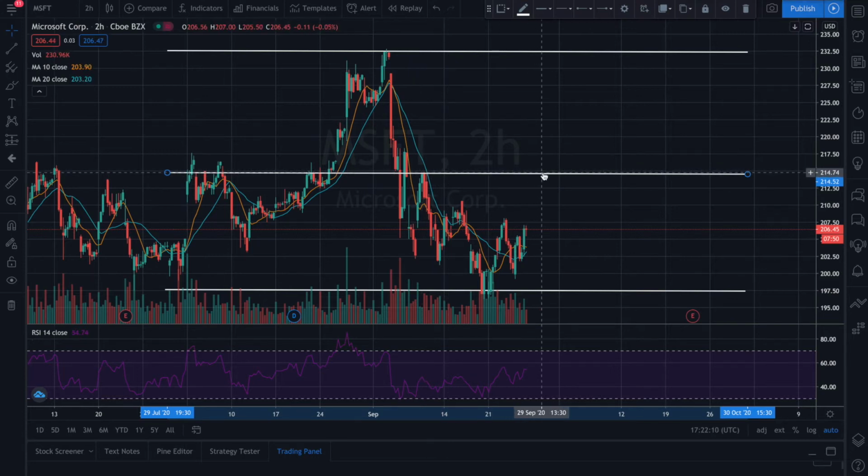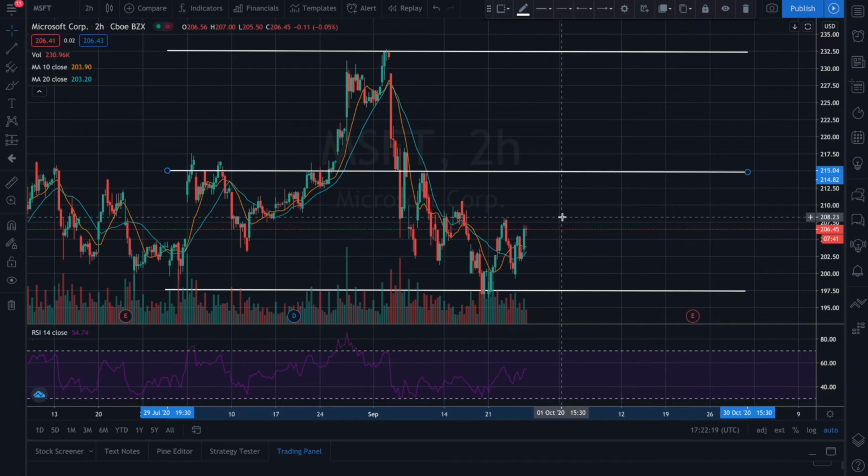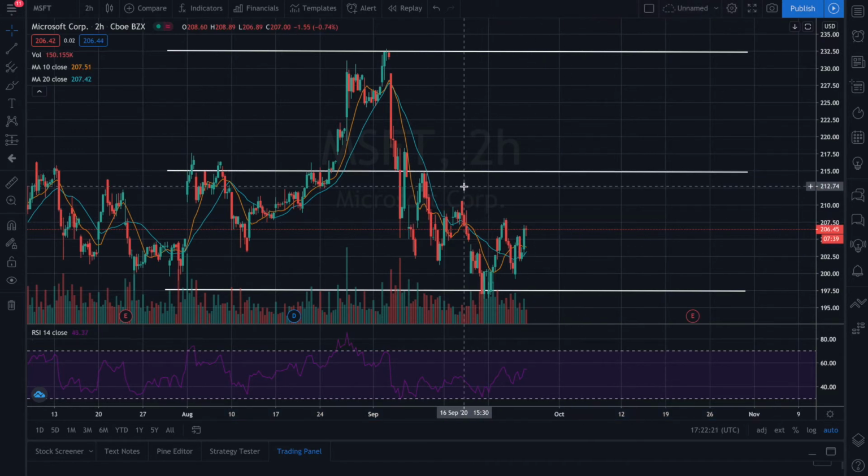So now we know that there is a resistance for Microsoft right in the center of that large trading range, right at 215. So now we've established that 215 is also a resistance, and it's a resistance because the stock is trading below it.